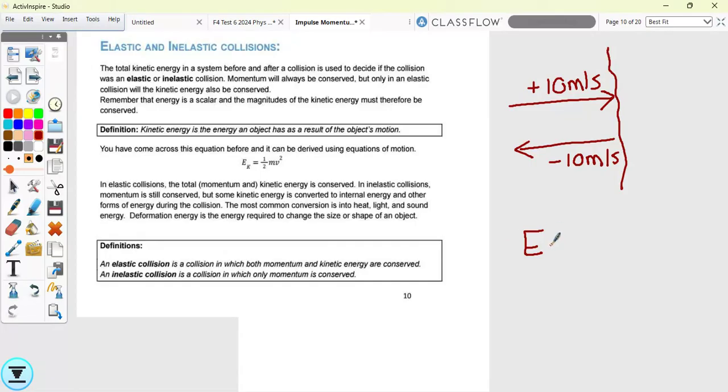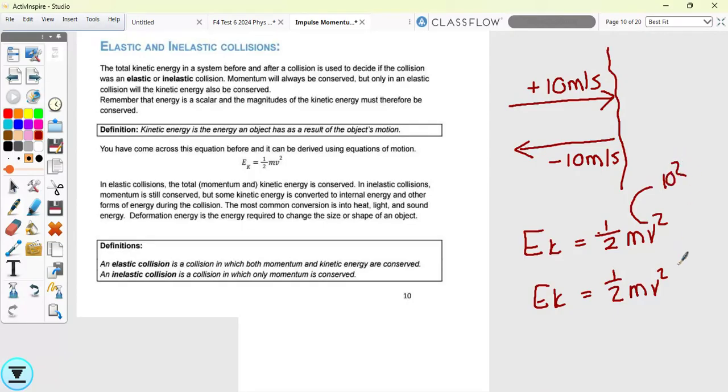If you say kinetic energy before the collision and kinetic energy after the collision, a lot of people say, okay, the difference is going to be 0. Please remember the difference is not 0. When you do half mv squared before the collision, if the mass is 1 again, then the v squared is going to be 10 squared. After the collision it's also half mv squared, and this v here is minus 10, but that whole thing is squared. So this gives us 100, and this gives us 100.